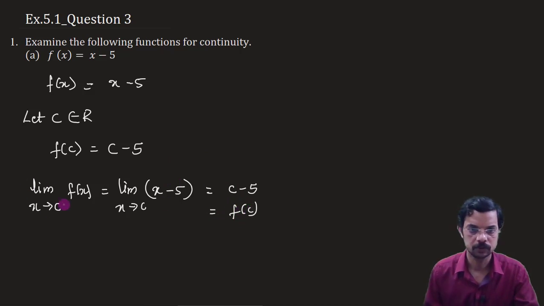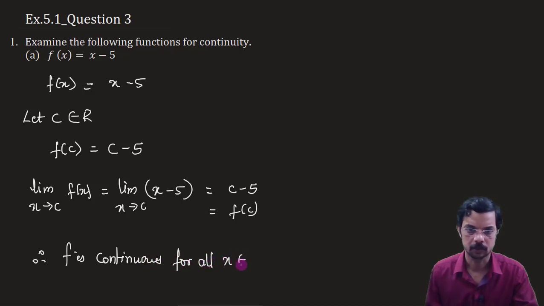So limit x tends to c of f of x is equal to f of c. Therefore f is continuous on all real numbers, that is, continuous for all x belonging to R. Okay, next question.